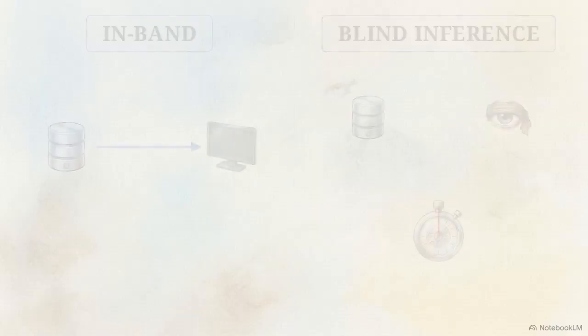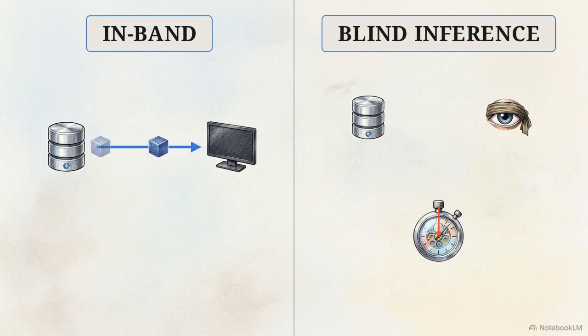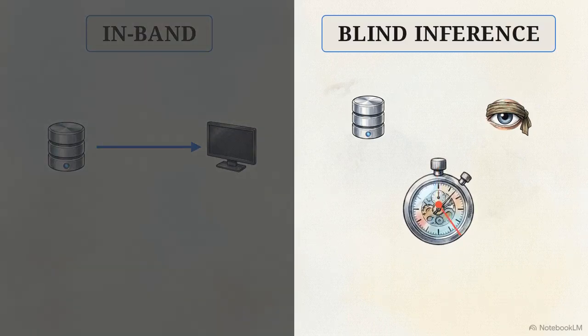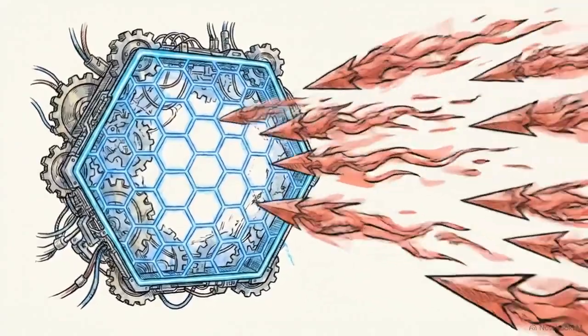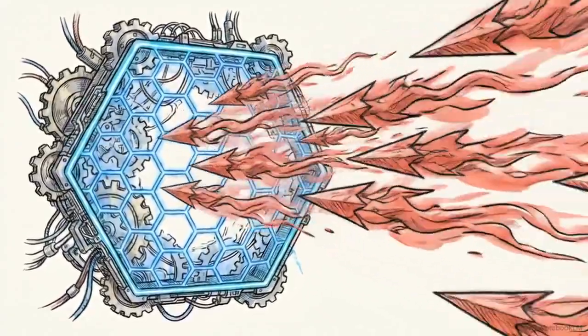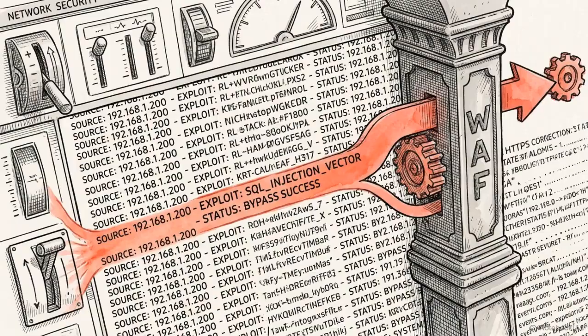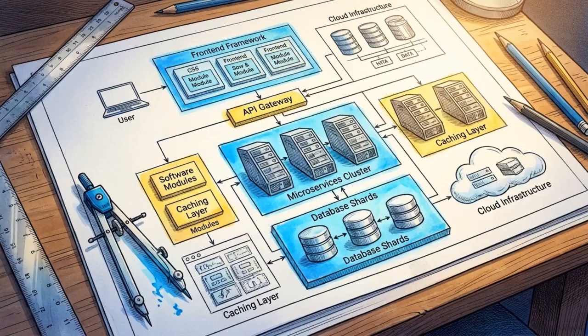The methods used to achieve this range from direct, visible data extraction, known as in-band attacks, to highly complex blind inference techniques, where the database reveals secrets without ever displaying a single record. This has created an ongoing arms race between attackers crafting obfuscated payloads and network defenders trying to filter them out. As we will see, surface-level network filters are inadequate against these techniques. True defense requires structural shifts in how applications process information.